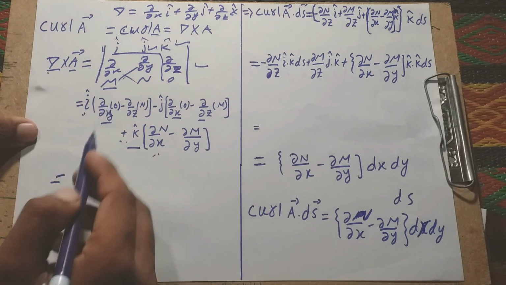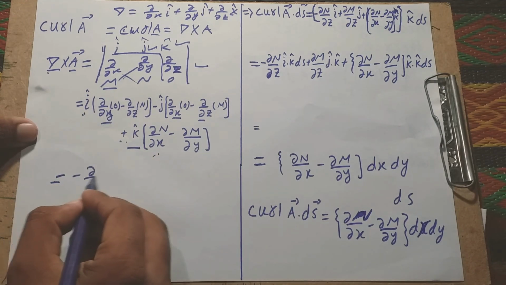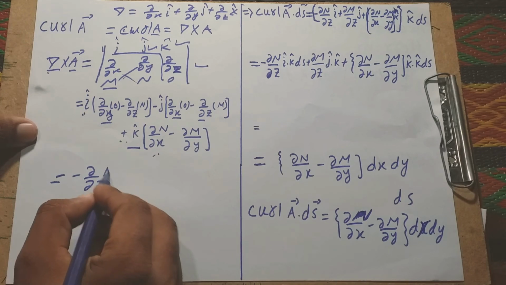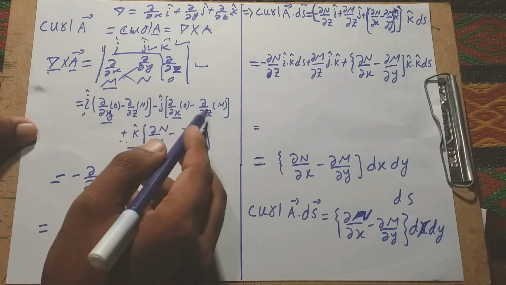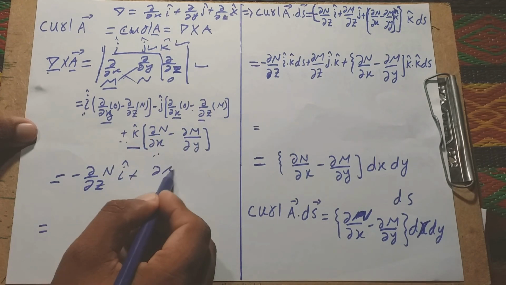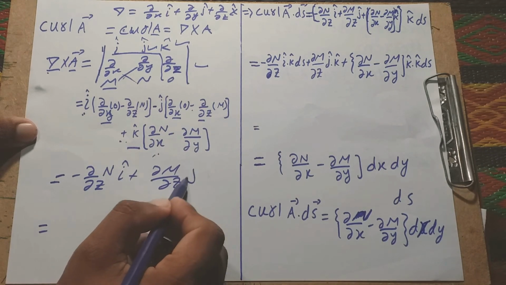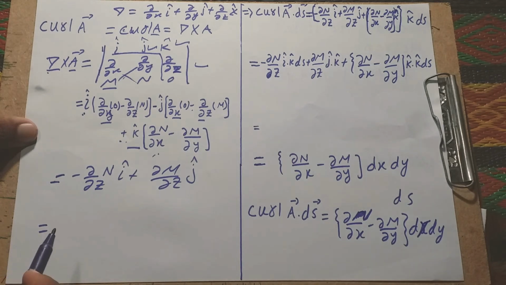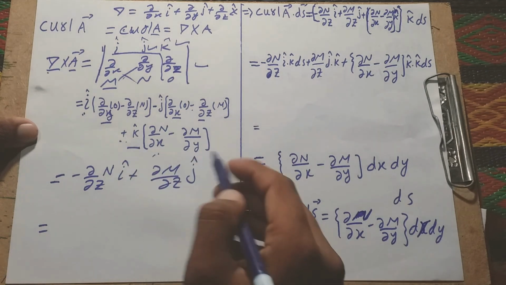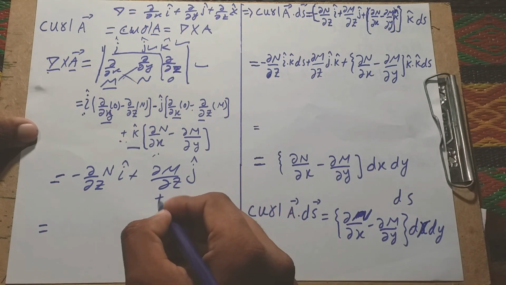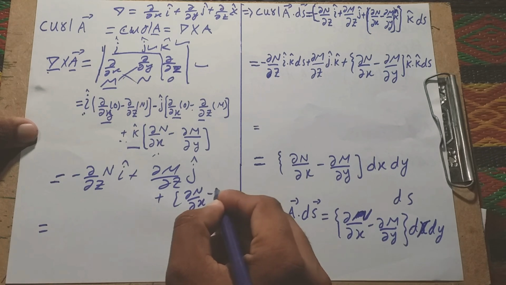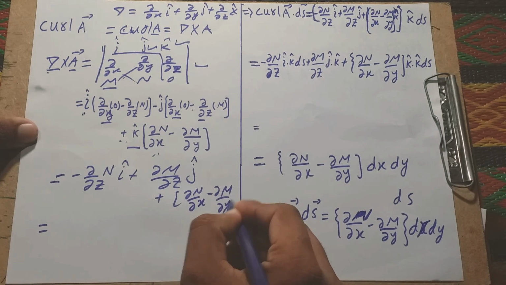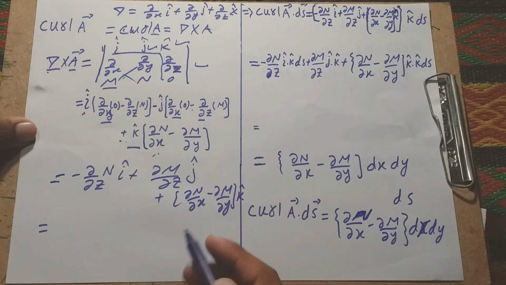This is 0, and this is 0 also, then plus partial M over partial z j, and third is this k. Okay, understand?